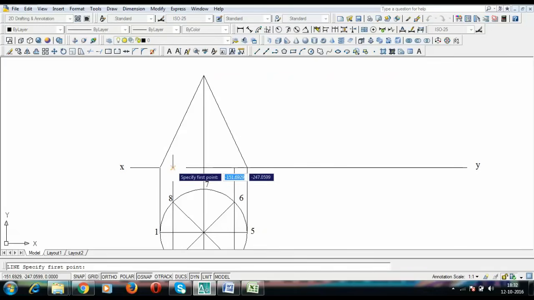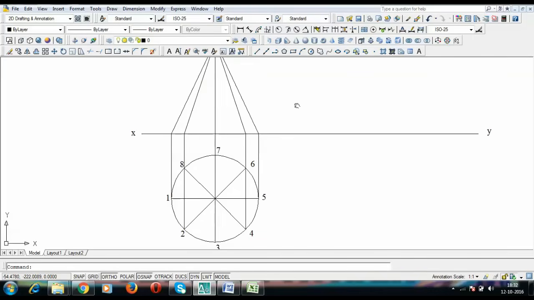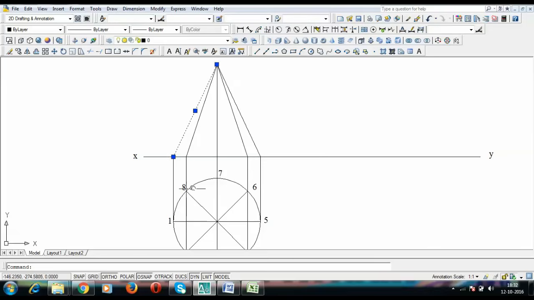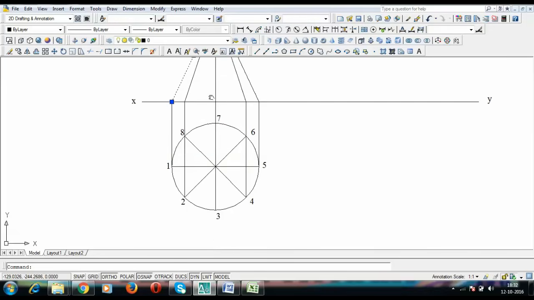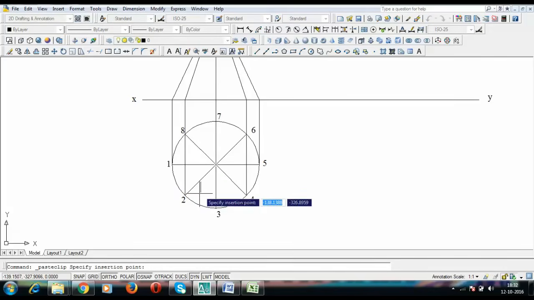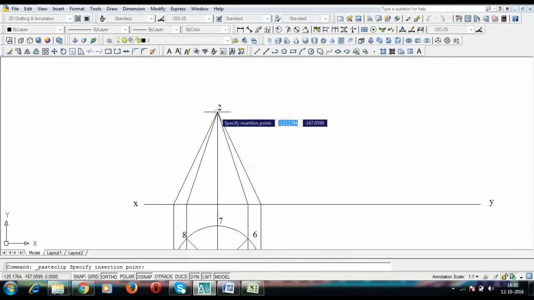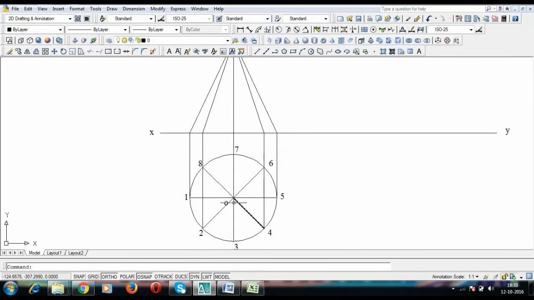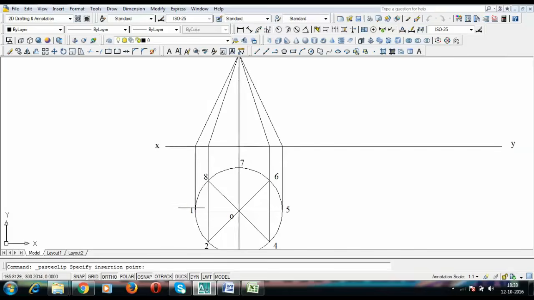One more thing, you can draw these generators also, connecting them with the apex. Now this is the front view, and its corresponding top view is this. So I'm going to write here the name of the apex. Apex I'll write down as O, and its corresponding front view is O dash. So this is O dash and this is O, and if this is the top view for 1, then this is going to be 1 dash.